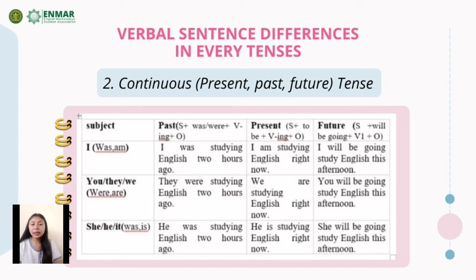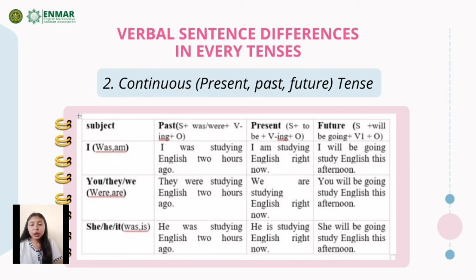Next, present continuous tense. Present continuous tense is a tense that is used to explain an action or activity, or talk about a temporary action or things that happen in the present or right now. General formula: subject plus to be plus verb ing plus object. For example, I am studying English right now. I is a subject, am is a to be, studying is a verb ing, and English is an object. Right now is a complement, or in Bahasa, keterangan.